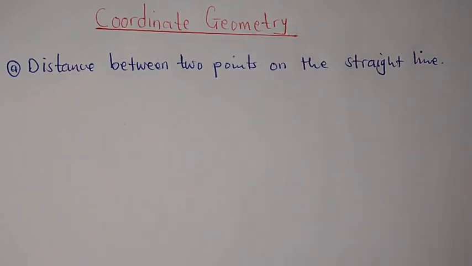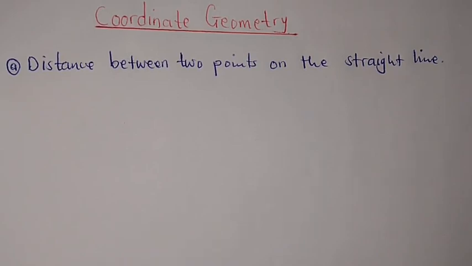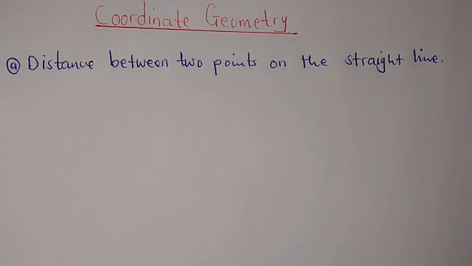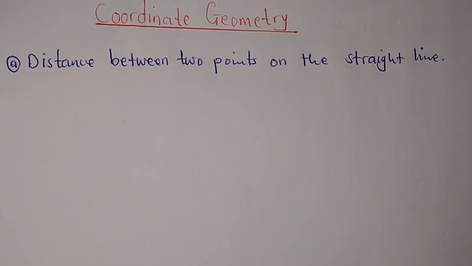Under coordinate geometry, there are a lot of things that we can look at. We can look at how we can find the distance between 2 points on the straight line. We can also look at how we can find the midpoint of 2 points on a line segment. We can also look at how we can calculate the gradient of the straight line. And we can also look at how we can determine the gradients of parallel and perpendicular lines. Apart from that, we must also know how we can find the equation of a straight line. So these are some of the things that you must know when it comes to coordinate geometry.